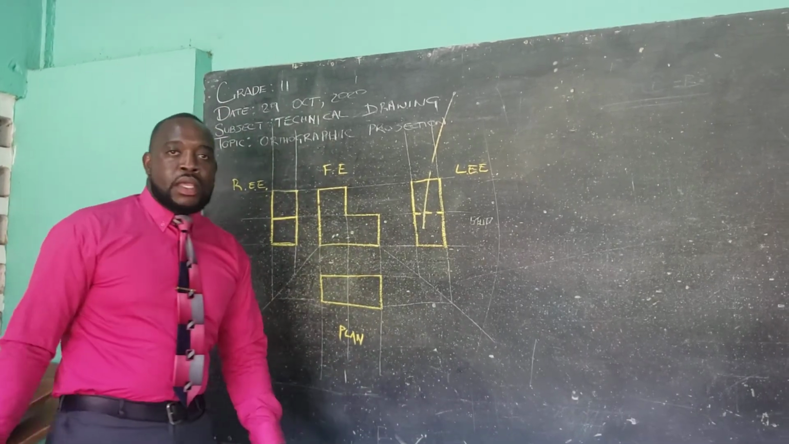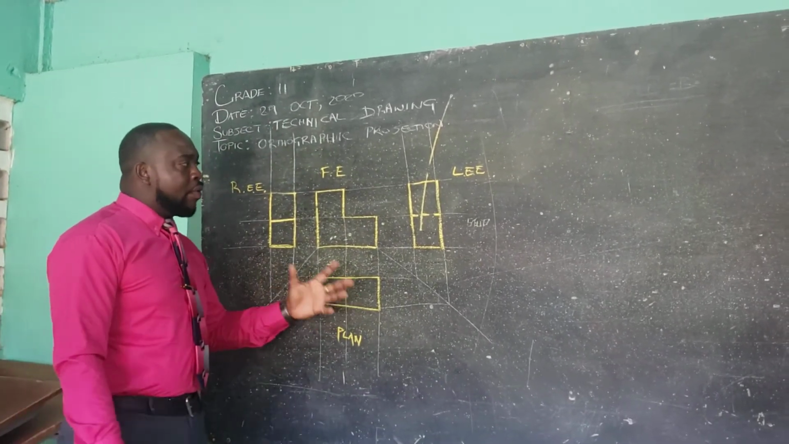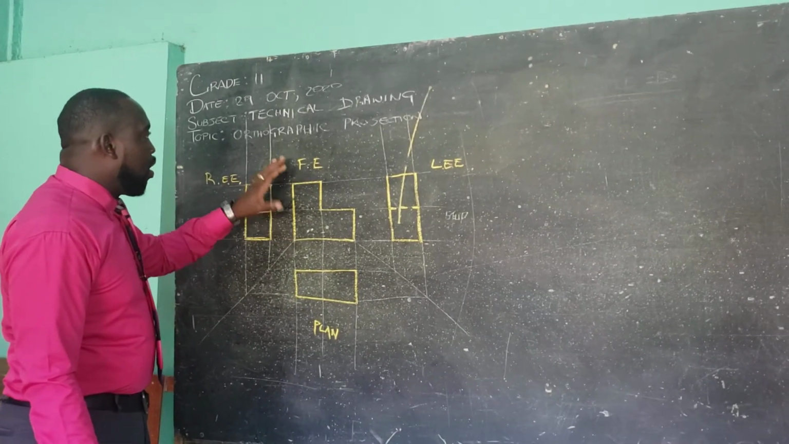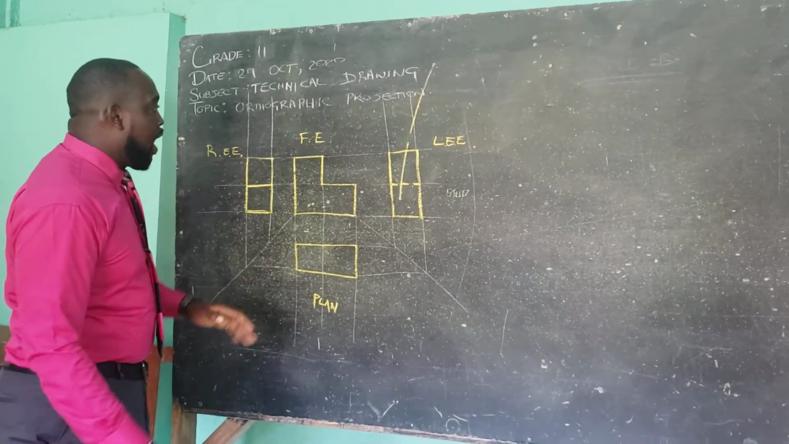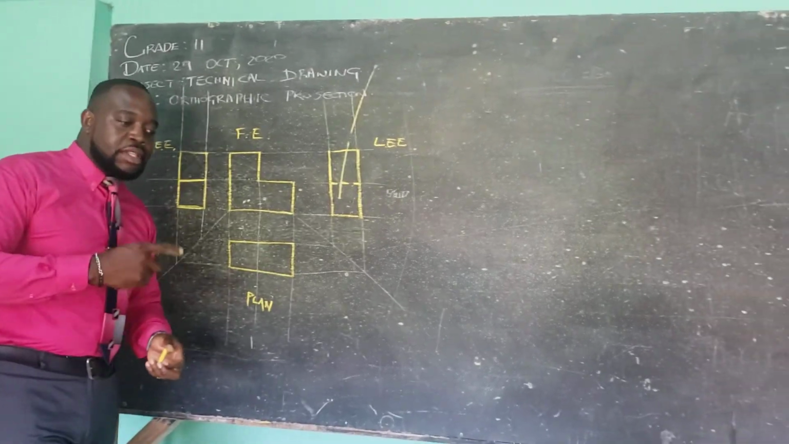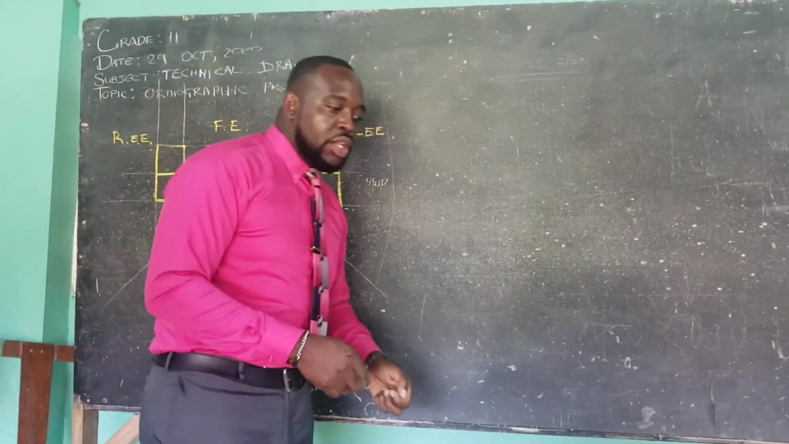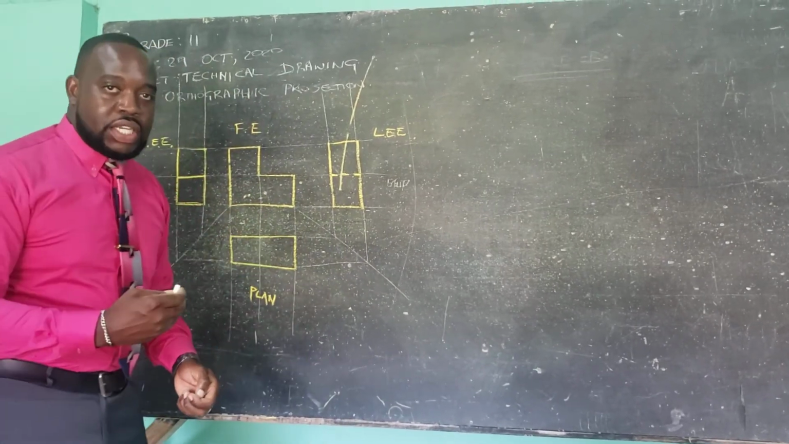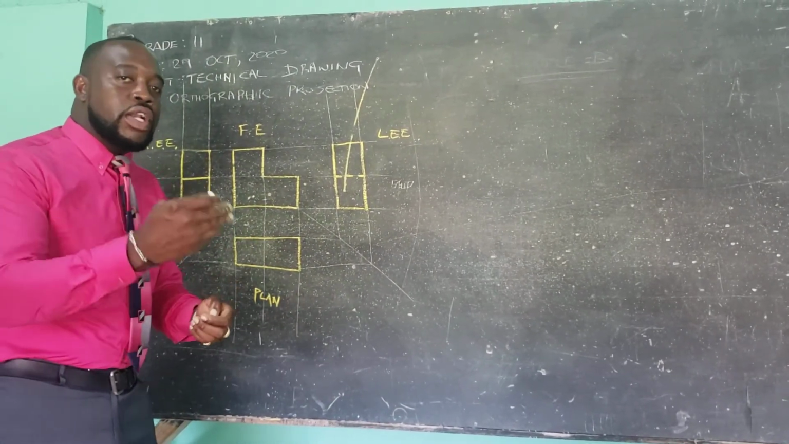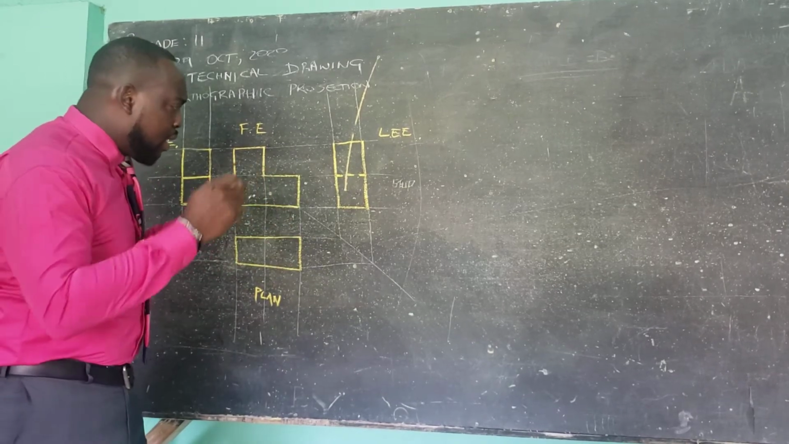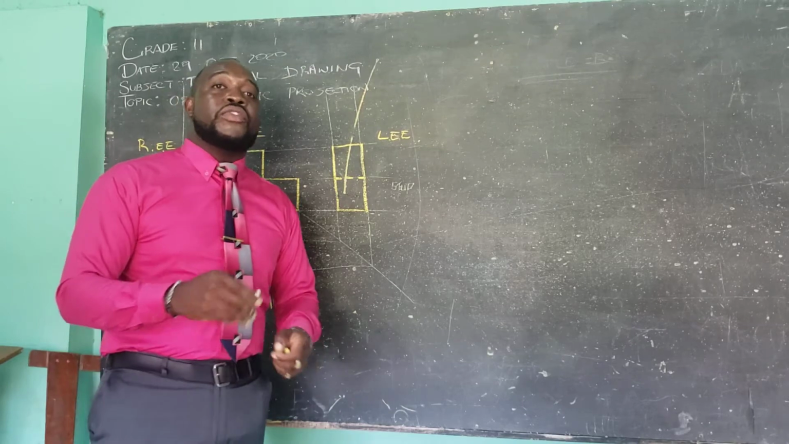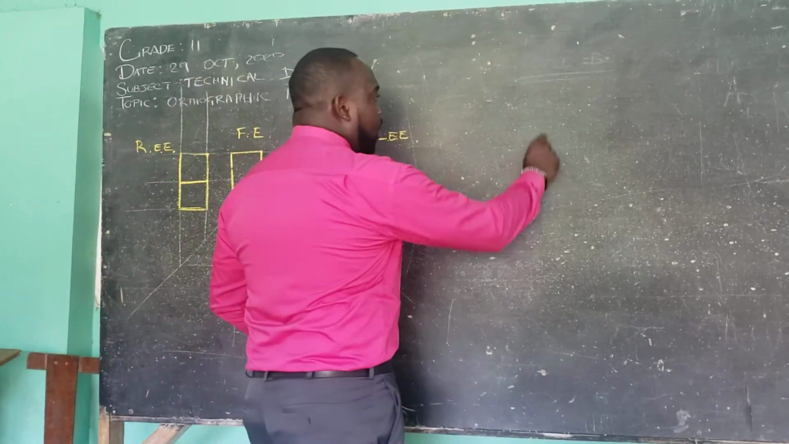Okay, now earlier I explained to you that in orthographic, yes, we have two different types of drawings that we need to focus on. Now, there is what is called first angle projection, and there is also third angle projection. And this part of the class you need to pay close attention because we are going to differentiate between the two.